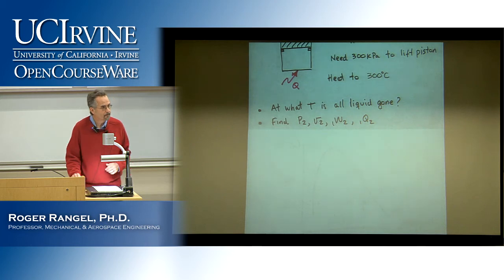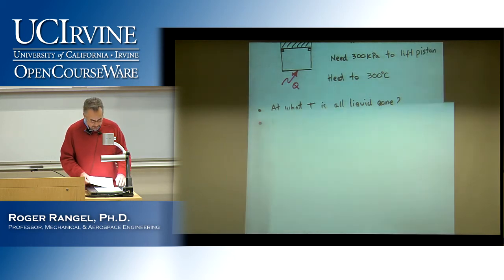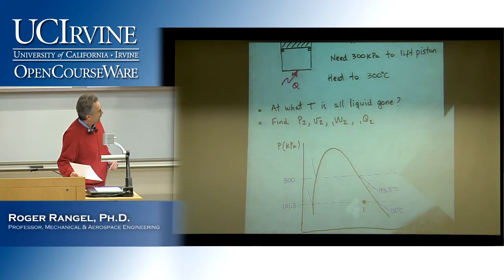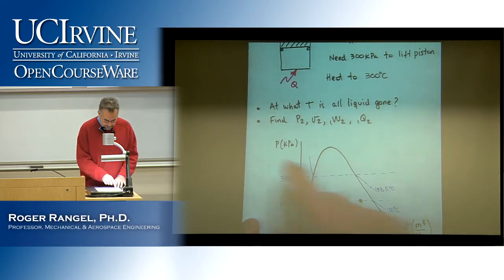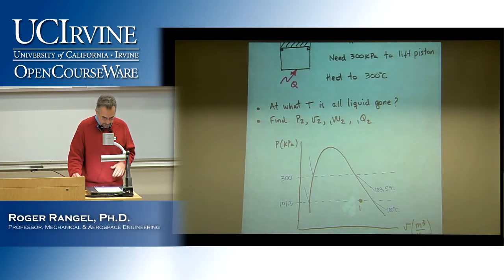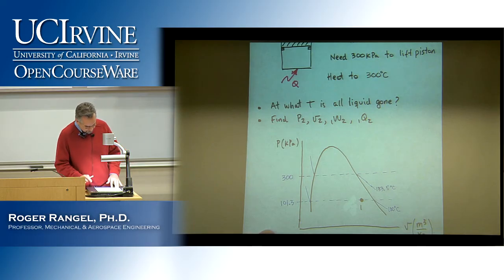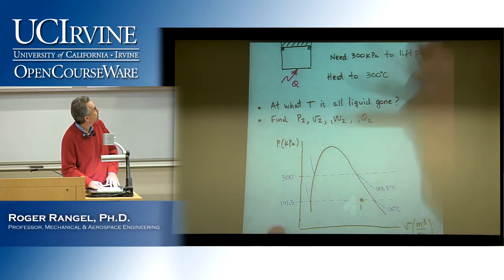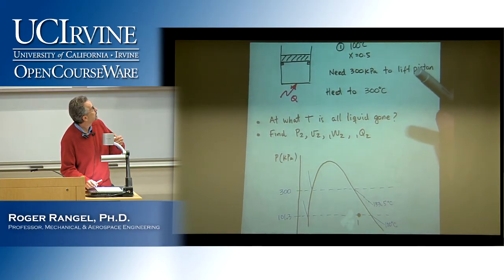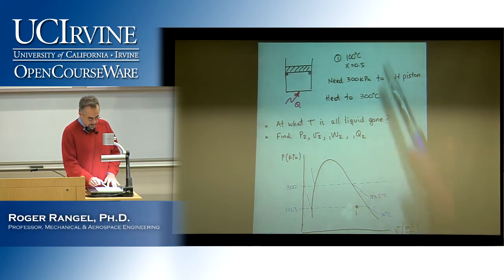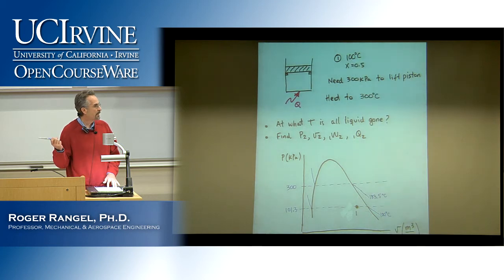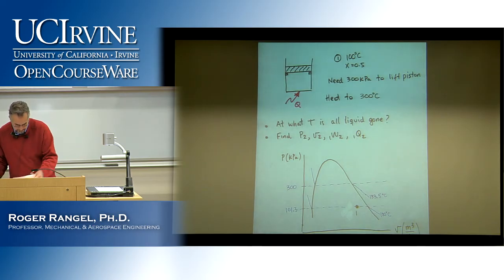Always at least attempt to do a diagram. And here I got it all started for us. So here's a PV diagram, and I'll tell you what I did to put all these numbers on it. Here's my initial state. I know it's a mixture because the quality is 0.5, so I know it's a mixture of liquid and vapor. It's at 100 Celsius, but I can go to the table and read the pressure.